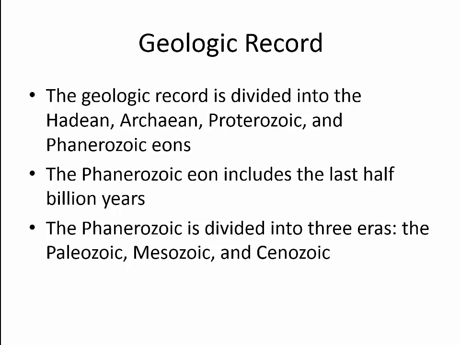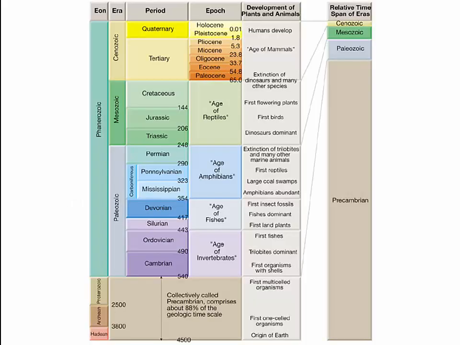The Phanerozoic eon includes the last 500 million years, and the Phanerozoic eon is divided into 3 eras: the Paleozoic, the Mesozoic, and the Cenozoic, and that's what you probably hear a lot of. Here's a picture of that. So if you look at the eons on the left, the Phanerozoic is the one that's in green, and it's the biggest one. And before that, you can see Proterozoic, Archean, and Hadean.